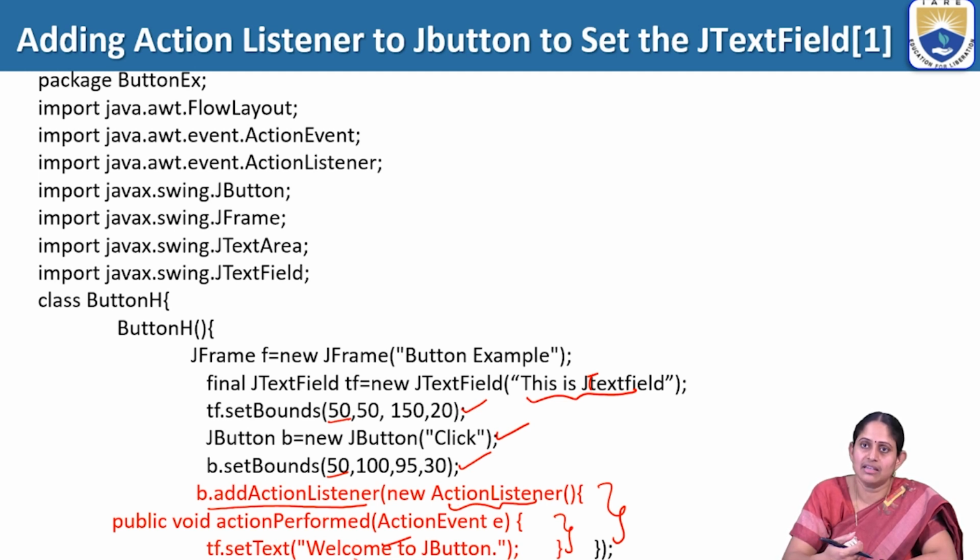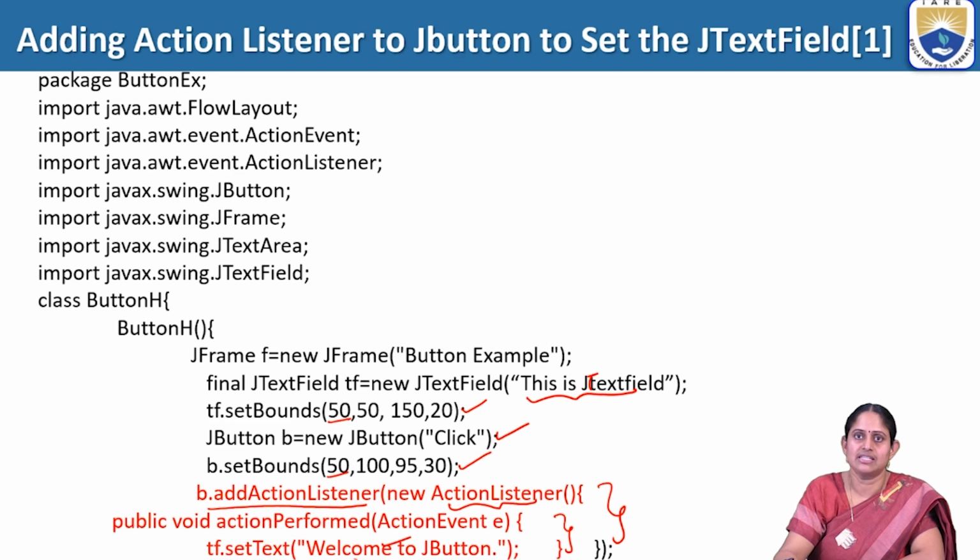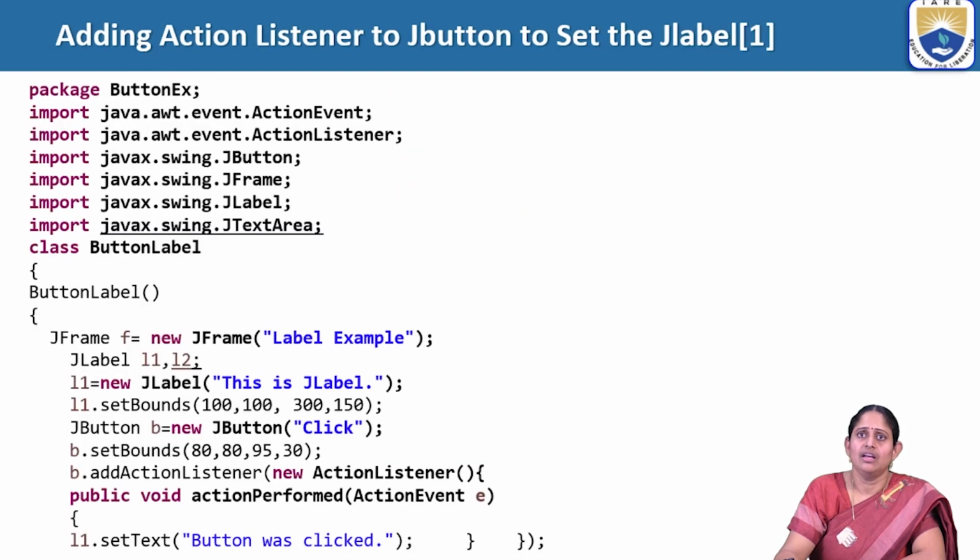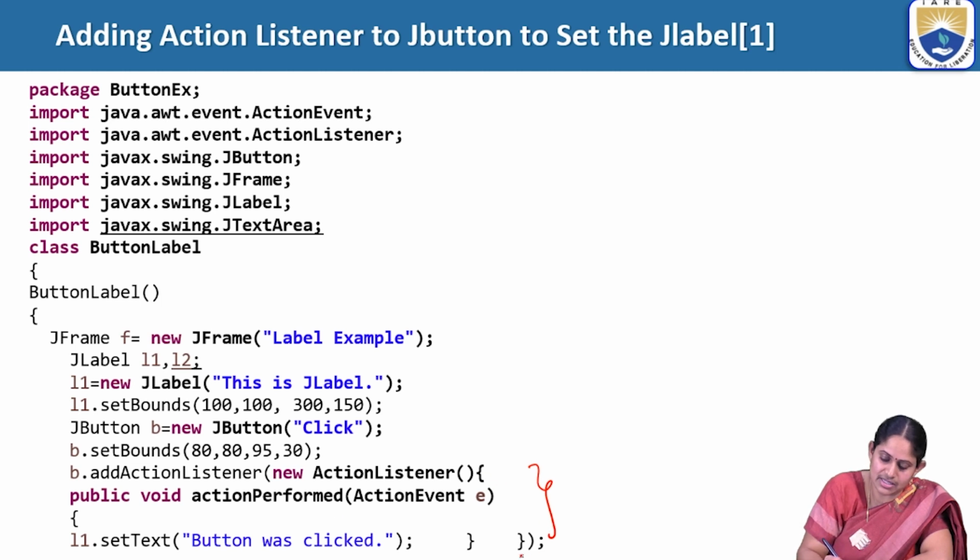So we have seen two examples: one making use of the anonymous class, and in the previous example, how our class implements the ActionListener interface. Now in the next example, let's see how to add an action listener to a JButton to set the JLabel. In this case also we are making use of the anonymous class. Just look at the syntax. This is the bracket wherein the actionPerformed method opens, and this is where it closes.